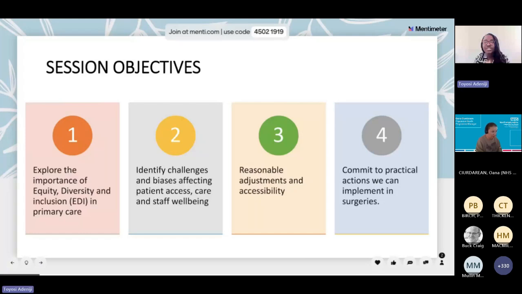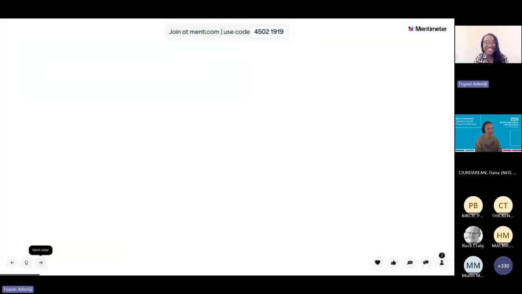Can you all see the slide move? Just make sure I'm not talking to myself from that perspective. Yes, we can, yeah. Brilliant.